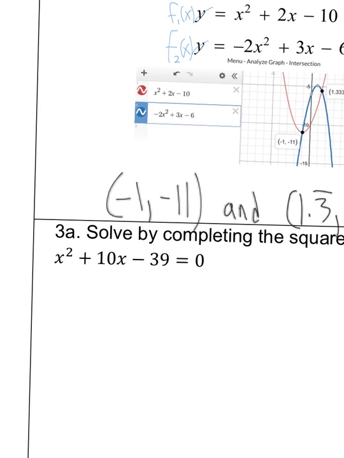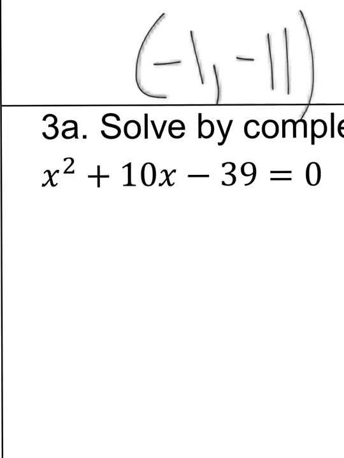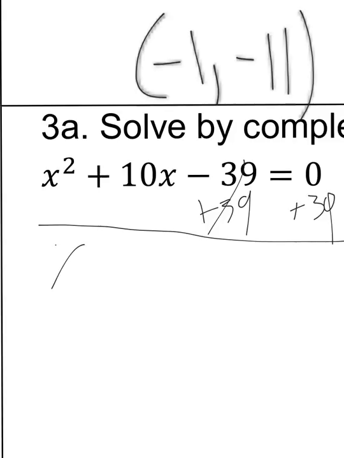3a, solve by completing the square. By completing the square, you need to take that third number and add or subtract it to the other side, depending on its sign. So I'm going to add 39 to the other side, and I have x squared plus 10x equals 39. So I need to add something here.